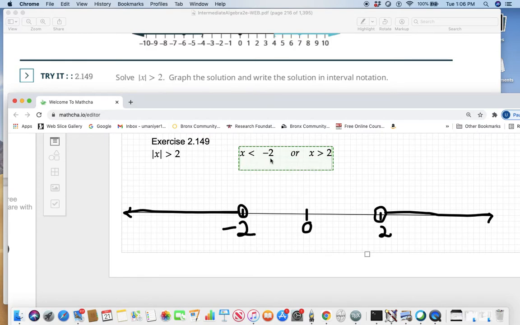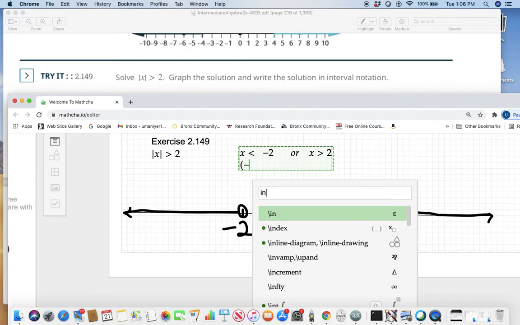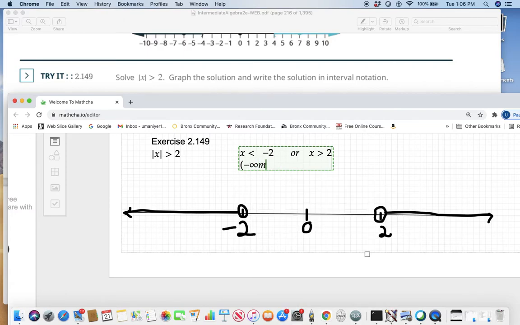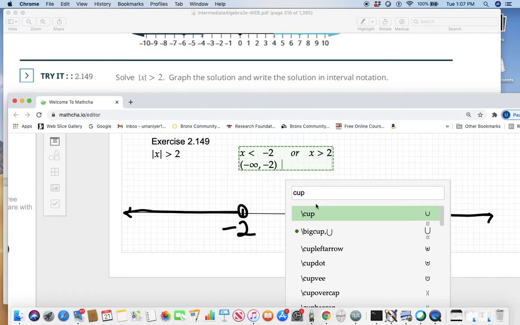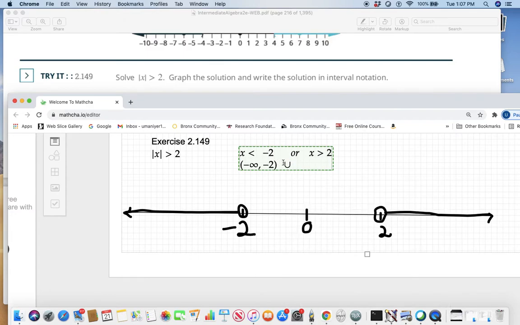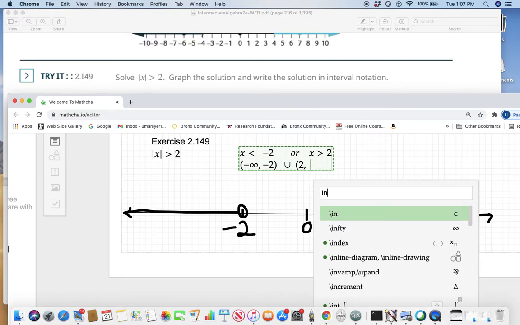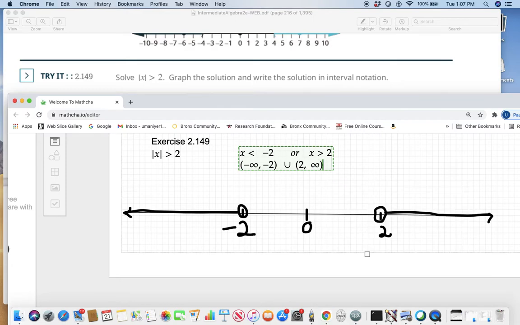That less than negative 2 takes you to this interval. So that's negative infinity to negative 2, open. That or becomes union. Union is simply U. And this piece, which starts at 2, open because it's not included, goes to infinity. That's it.